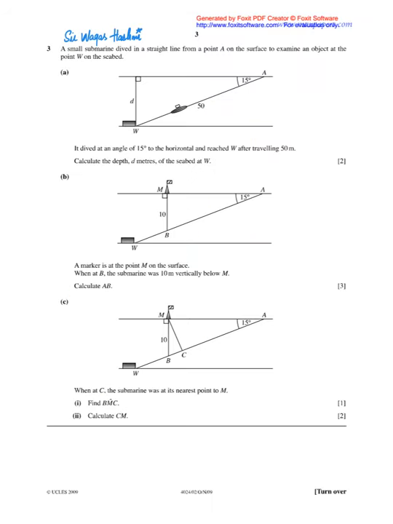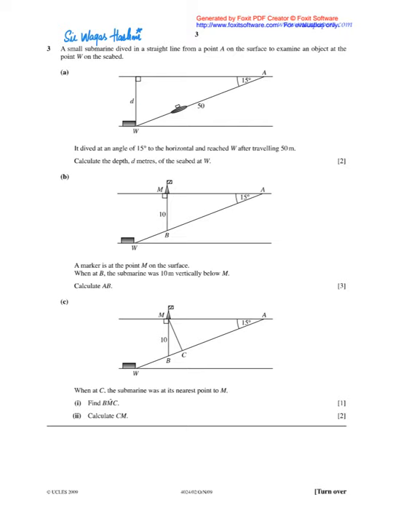Question number 3 from the topic trigonometry. It says that a small submarine dived in a straight line from a point A on the surface to examine an object at the point W on the seabed. It dived at an angle of 15 degrees to the horizontal, reaching W after traveling 50 meters. Calculate the depth D meters of the seabed at W. So you need to find that length D.